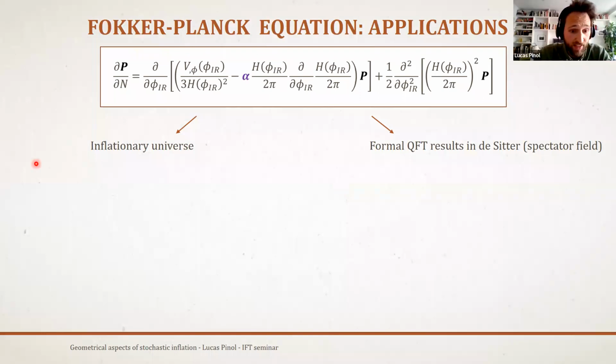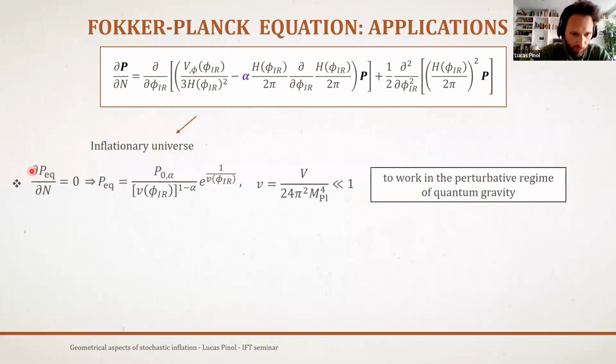So in the case of the inflationary universe, we can do something quite interesting, which is to derive the stationary PDF for our scalar field by asking that the time derivative on the left-hand side of this Fokker-Planck equation is 0. That would be the long time result of this computation. What we find is pretty interesting: the equilibrium PDF goes like the exponential of 1/v, where small v is just the potential of your scalar field in units of the Planck mass.